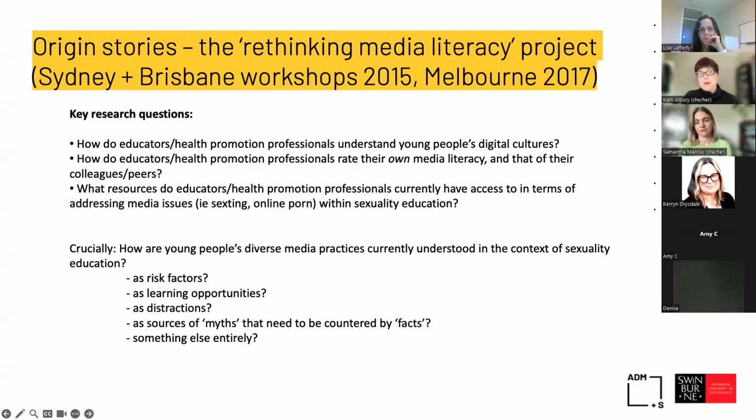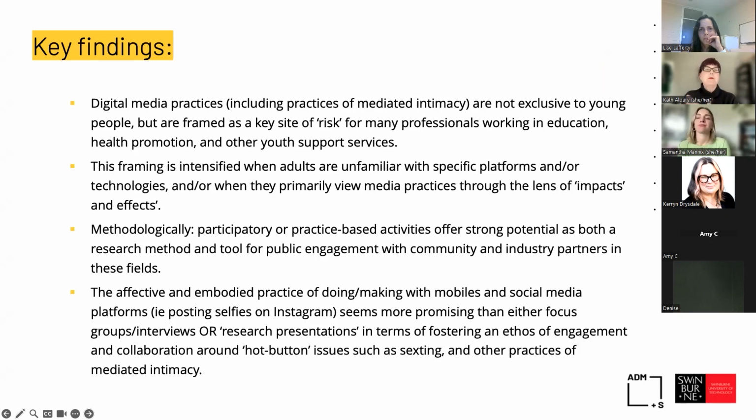My findings from those kind of interlocking projects were that even though adults practice all kinds of mediated intimacy, we use dating apps, we send selfies, we ask for sexual health advice online, it's often framed by people working in youth support services as a site that is exclusively risky for young people. And this was intensified when a new platform or technology was introduced, like, oh God, I just got my head around Instagram and now I have to understand TikTok. Obviously, that's a much riskier platform, in brackets, because I don't understand it.